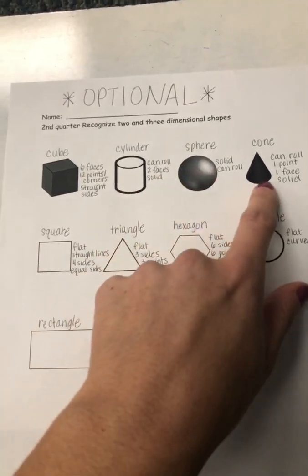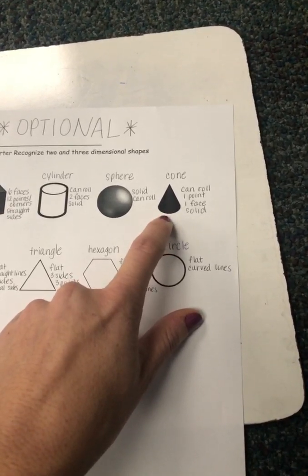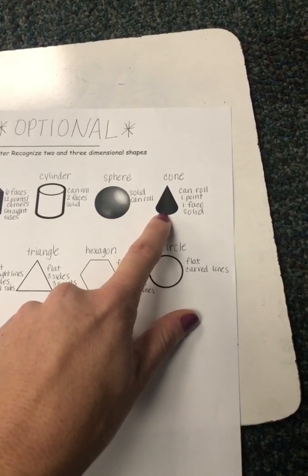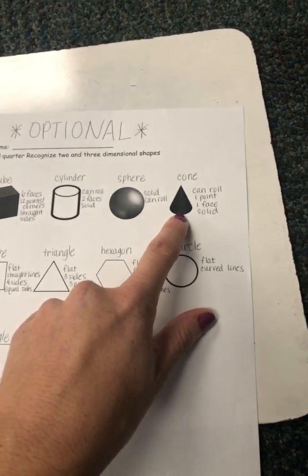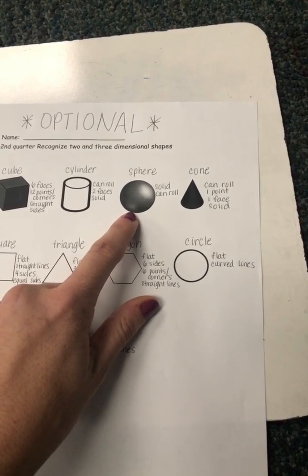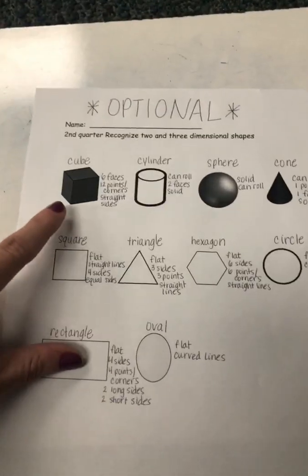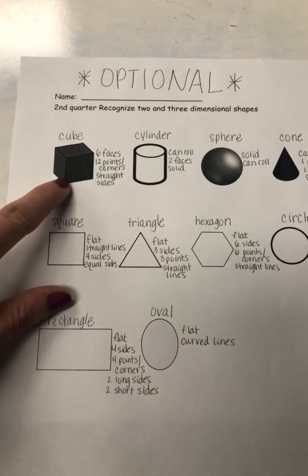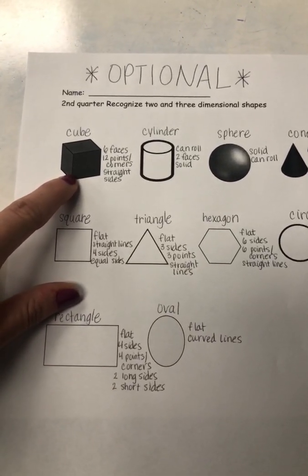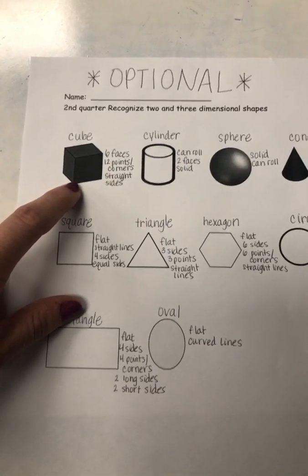Cylinder. How about this one over here? This shape can roll. It has 1 point, 1 face. A cone. This one right here, it's solid and it can roll. A sphere. And then the last shape that's solid, it has 6 faces, 12 points or corners, and it has straight lines. A cube. Good job, friends. Thanks for reviewing those shapes with me today.